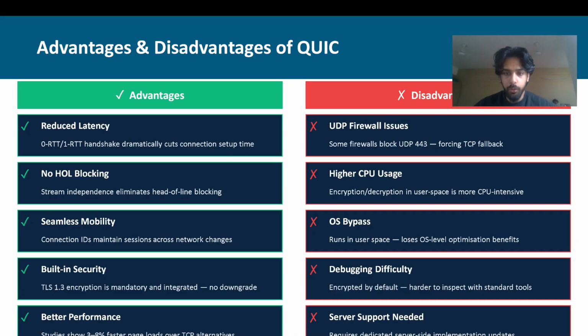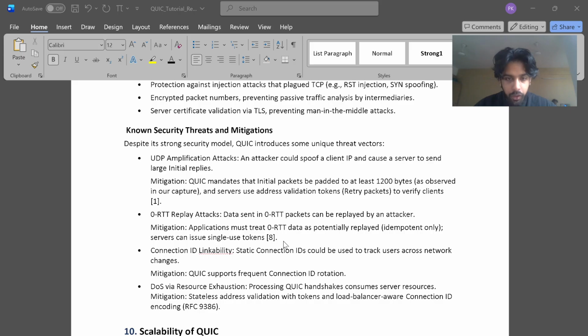Moreover, it uses high CPU. It runs in user space, and there's also a debugging difficulty because encrypted traffic is harder to inspect with standard tools. Lastly, talking about the threats, there is one common threat, the UDP amplification attack, in which an attacker can spoof the client IP and cause the server to send a large amount of initial replies. To tackle that, initial packets are padded to at least 1200 bytes. We have seen that padding frame; it is responsible for exactly that.